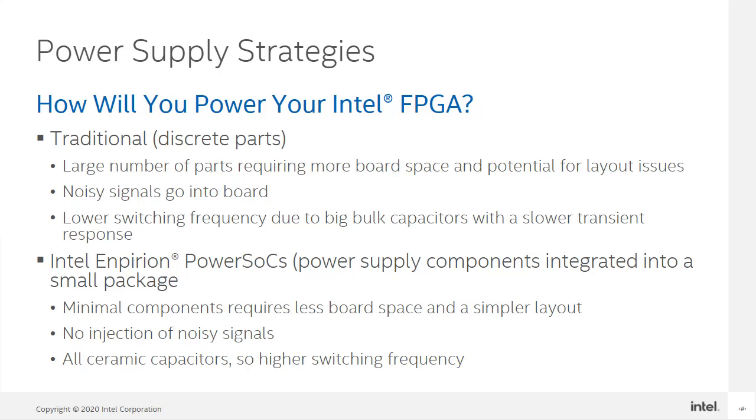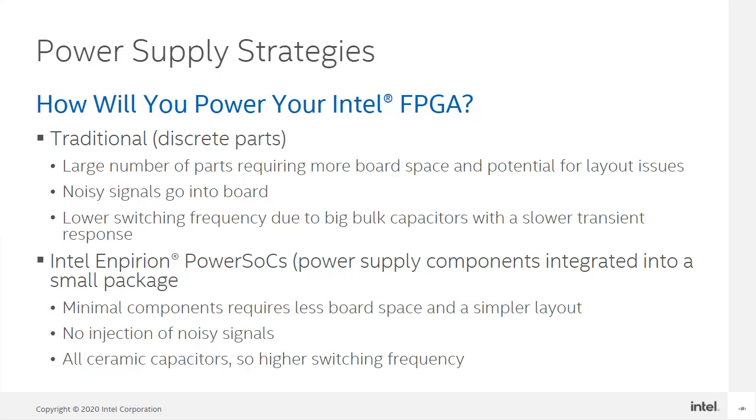Finally, a discrete part power supply has a lower possible switching frequency because of the bulk capacitors required and their slower transient response. To solve these issues, you can build your FPGA power supply using one or more Intel Empyrean power SoC devices. Power SoCs combine the multiple components of a discrete part power supply into a very small package. By greatly reducing the part count, the supply requires less board space and has a simpler layout. No more internal noisy signals can get injected into the board.